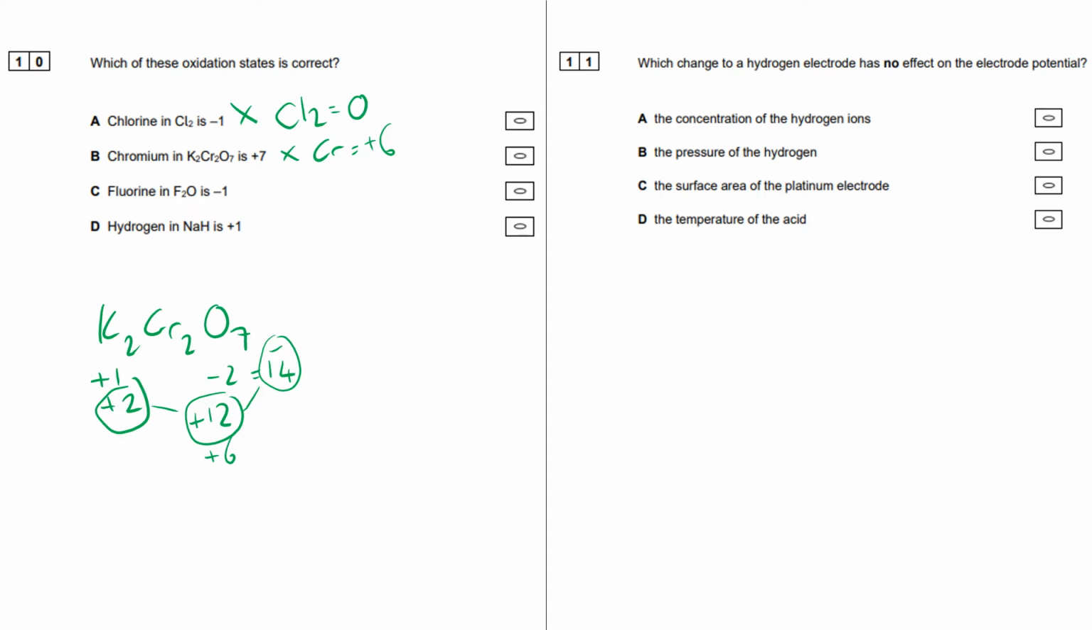Fluorine in F2O is -1. Well, fluorine is always -1 when it's in a compound. Because it's more electronegative than any other element, it's always going to become -1. So answer C is correct, so let's just eliminate answer D. Hydrogen is normally +1, but because it's bonded to a metal, that's the exception to the rule, hydrogen has an oxidation state of -1 with metal hydrides. So answer D is incorrect.